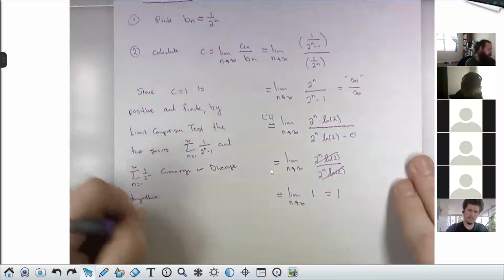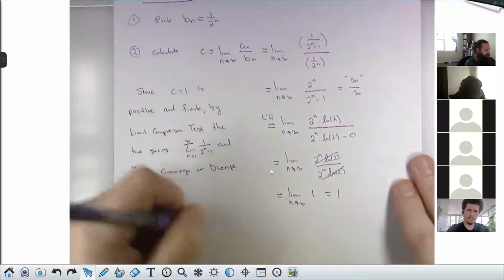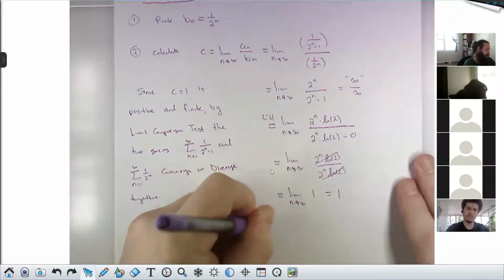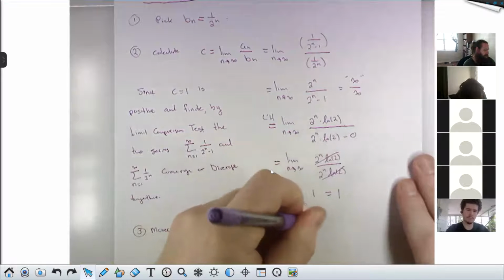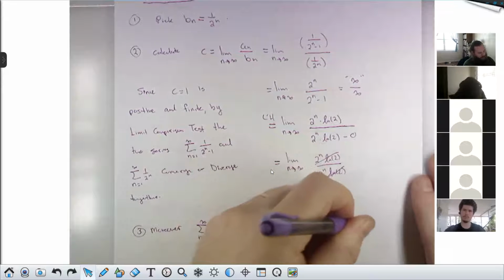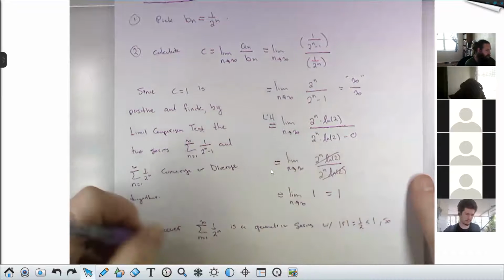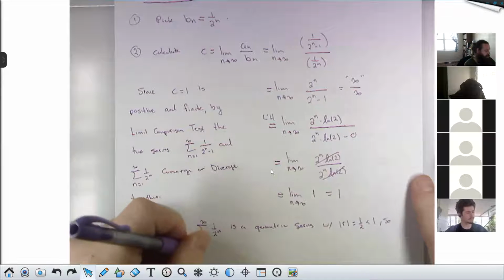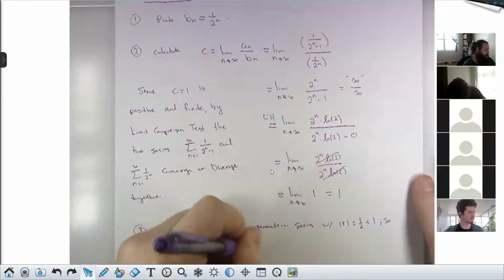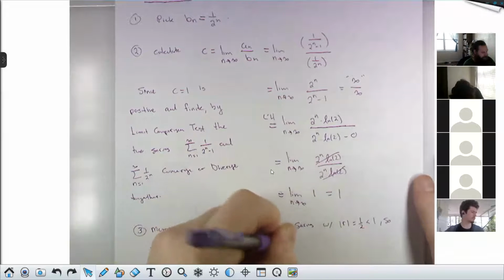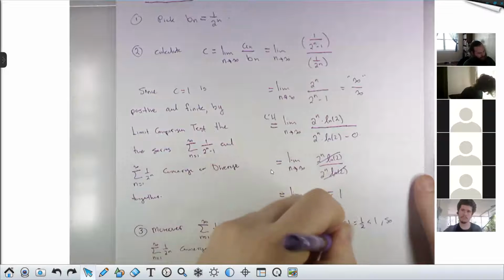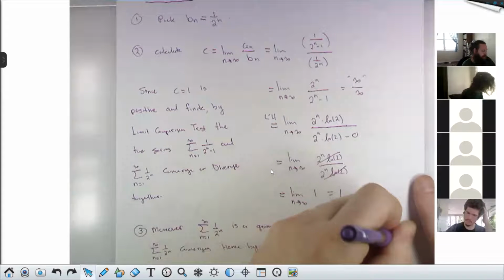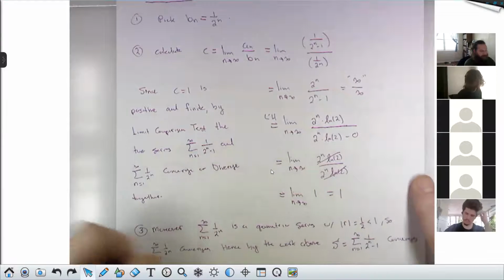So your next step is to say something like, moreover, sigma n from 1 to infinity 1 over 2 to the n is a geometric series with the absolute value of r equal to 1/2, which is less than 1. So sigma n equals 1 to infinity 1 over 2 to the n converges. Hence, by the work above, our series S equals sigma n from 1 to infinity 1 over 2 to the n minus 1 converges also.